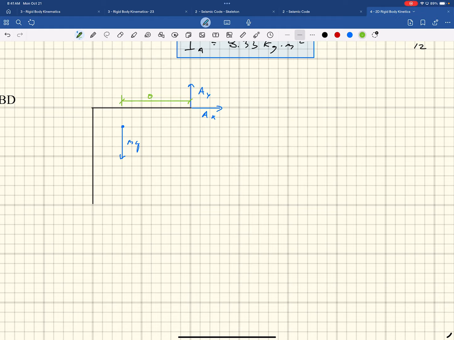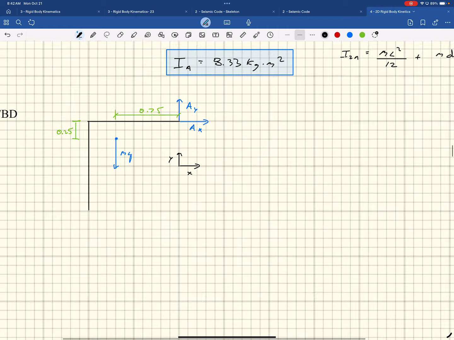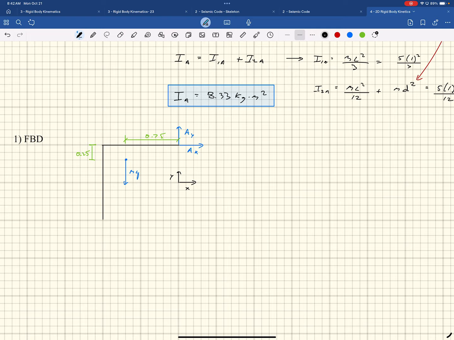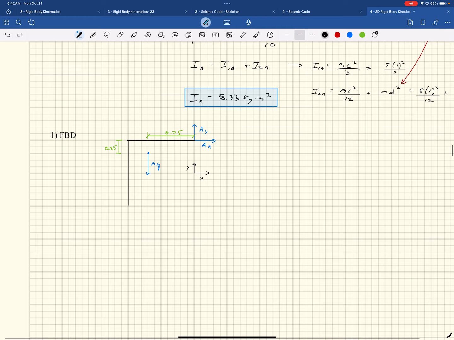That's 0.75, and then that distance there is 0.25, right? X and Y direction as well, which were kind of implied with our reaction over there. So which way is X and Y? But you could put a little X and Y here just to make it clear. X and Y, our coordinates are. Those are my free body diagram. Not much happening here, right? But it's important to just write it all down.